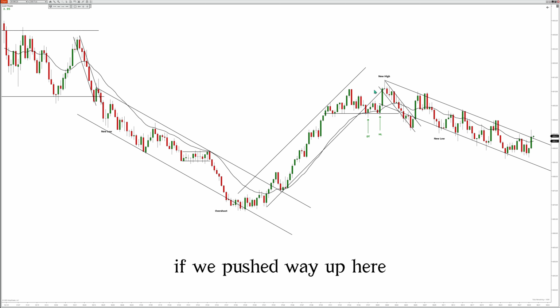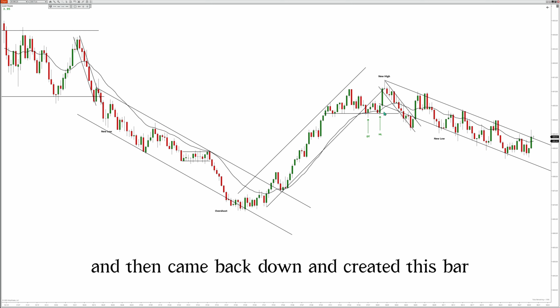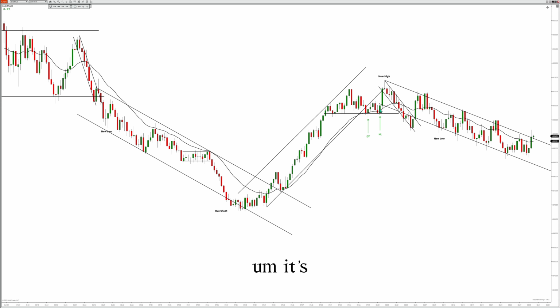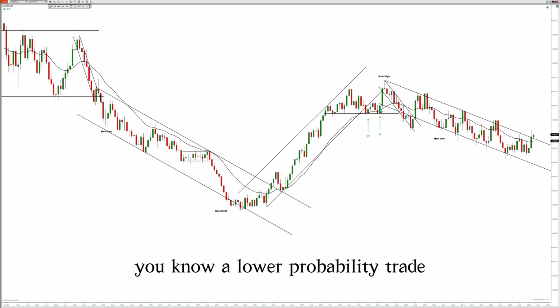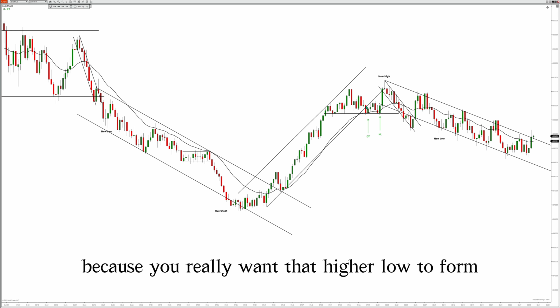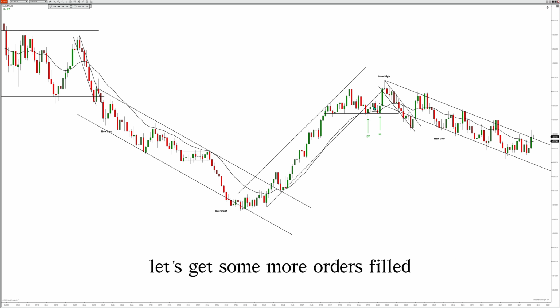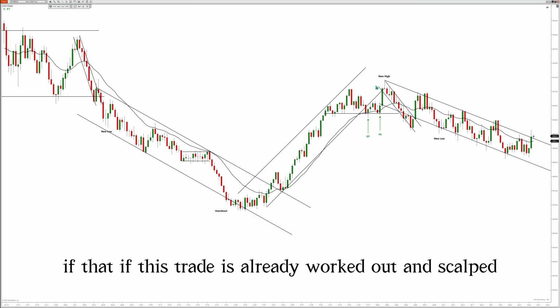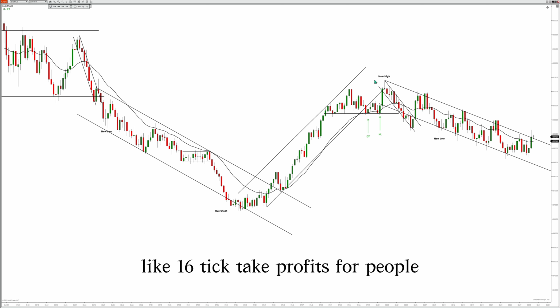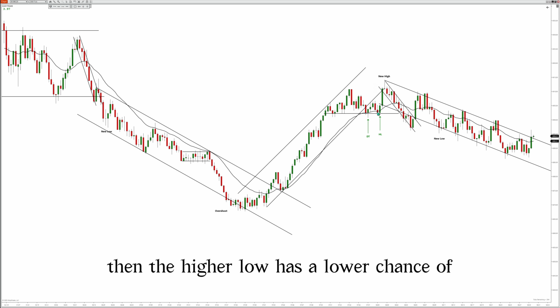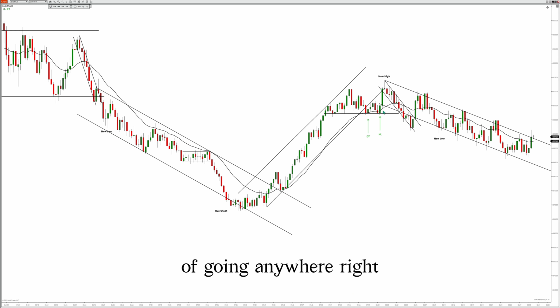Like if we pushed way up here and then came back down and created this bar, it's a lower probability trade because you really want that higher low to form directly after. You just want it to see, okay, let's get some more orders filled for the original trade, right? If this trade has already worked out and scalped, like 16 tick take profits for people, then the higher low has a lower chance of going anywhere, right?